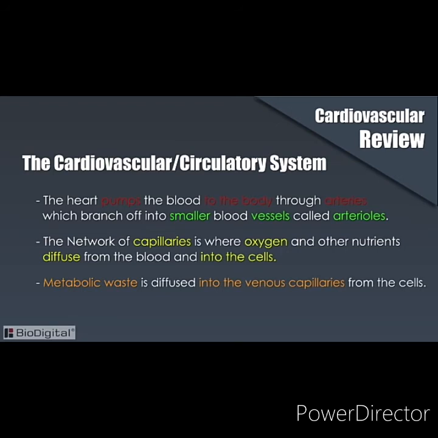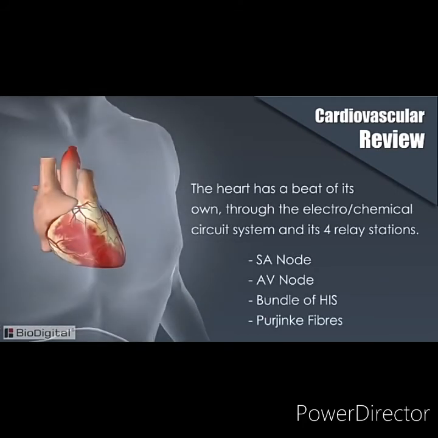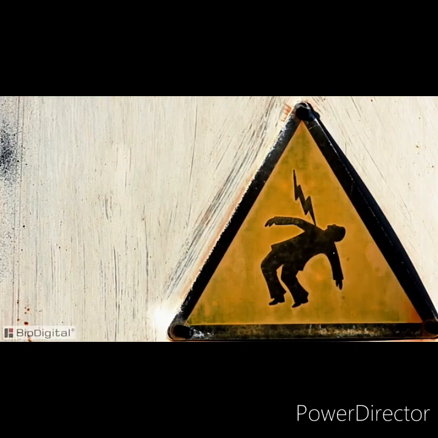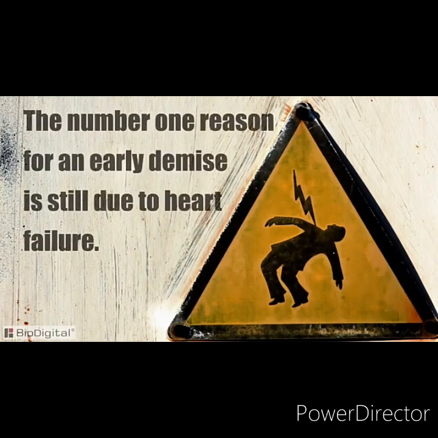Metabolic waste is diffused into the venous capillaries from the cells. The blood returns to the heart via the veins where the cycle begins again. The heart has a beat of its own through the electrochemical circuit system and its 4 relay stations: SA node, AV node, bundle of His, and Purkinje fibers. The heart pumps blood out to the body through the arteries and returns from the body through the veins. The number one reason for an early demise is still heart failure.